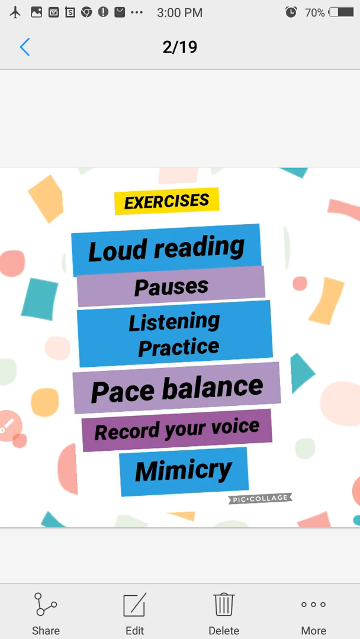By doing some exercises, you can modulate your voice by loud reading, with proper pauses, and by doing listening practice and pace balance, and record your voice and listen to it carefully, and by doing mimicry you can improve your voice modulation.